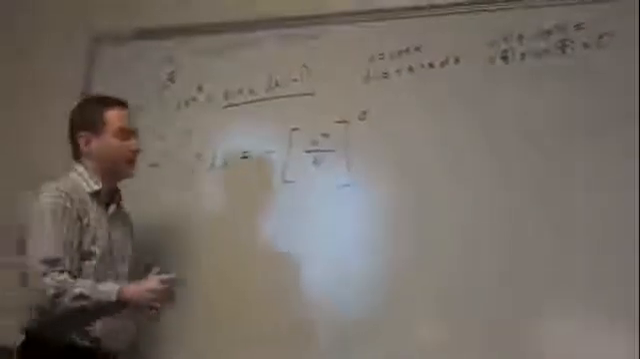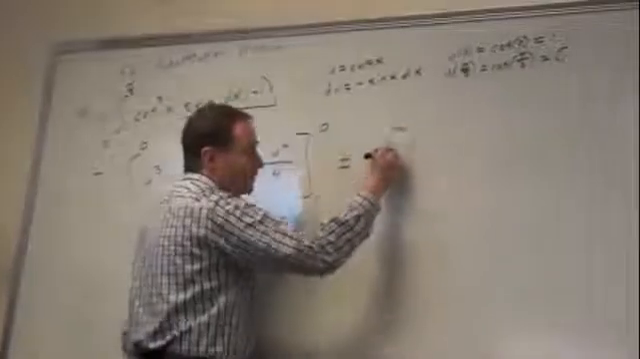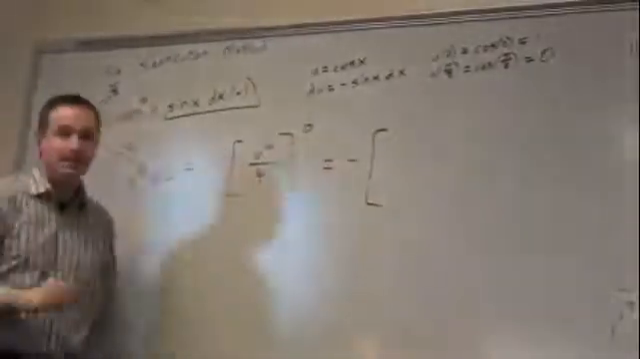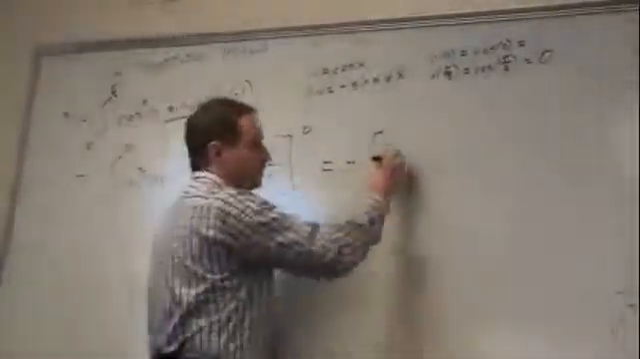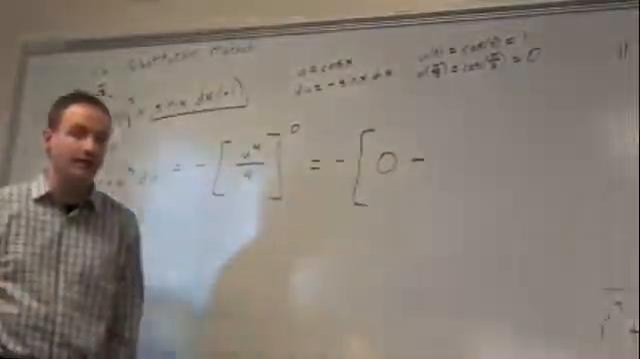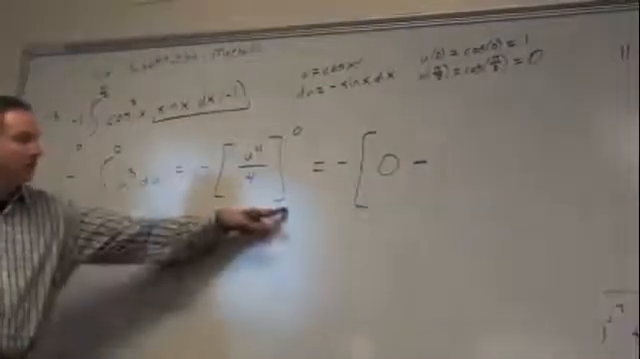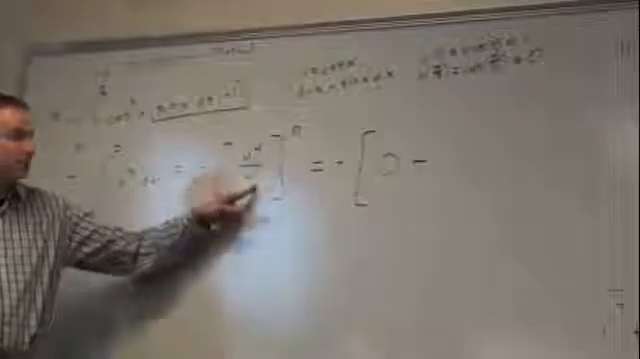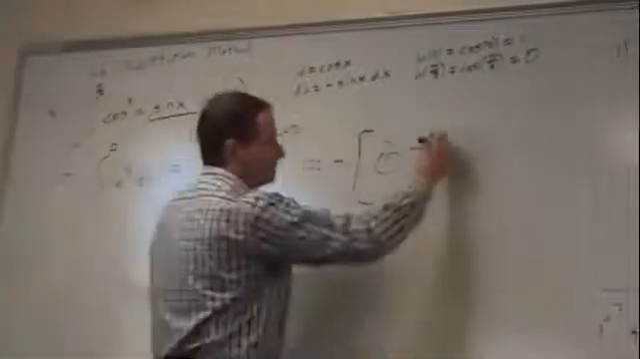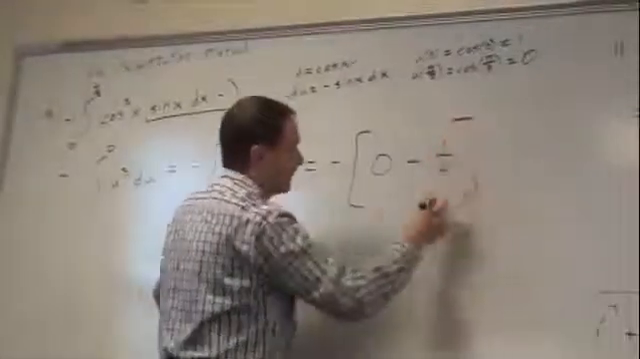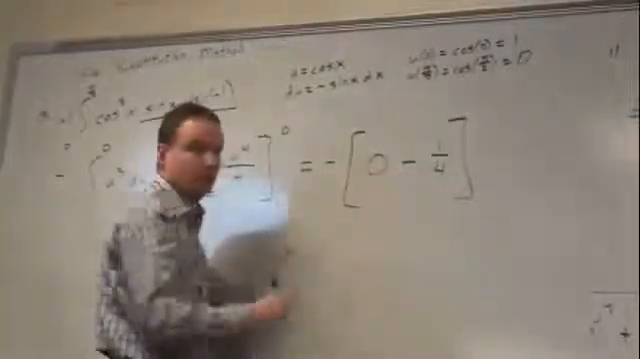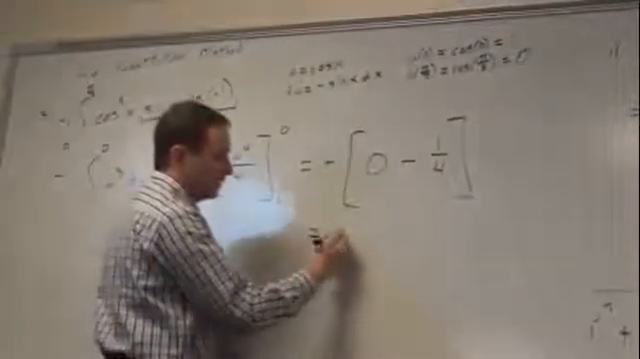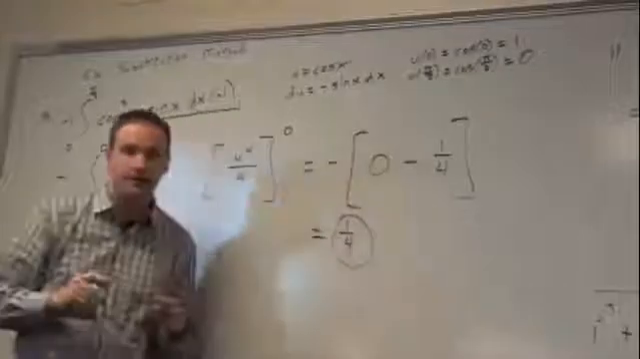So you'd say, well, this is the negative of, when I evaluate it at 0, I get a 0, minus the lower limit of integration. When I plug in a 1, I just get 1/4. So I get the negative of a minus 1/4, positive 1/4. We got it.